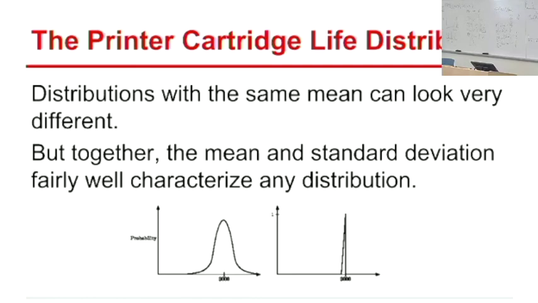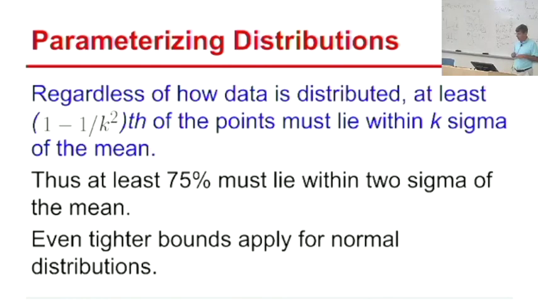Does everybody see that? The means are the same. The standard deviations differ. Okay? And so the shape of the distribution is quite different. But the interesting thing is that once you give me both the mean and the standard deviation, you tell me a lot about the shape of any distribution. Okay? So there is a theorem worth knowing that says that in any distribution, there are always going to be at least the fraction 1 minus 1 over k squared.